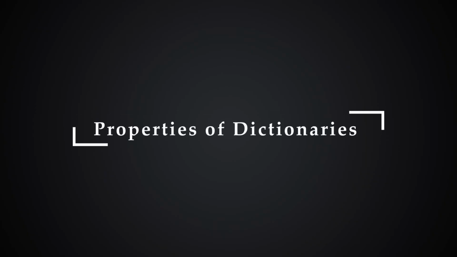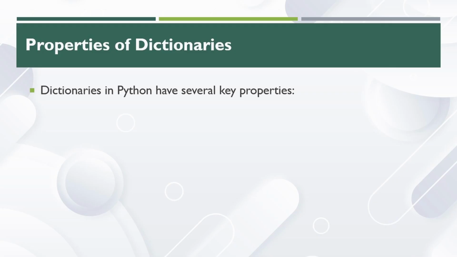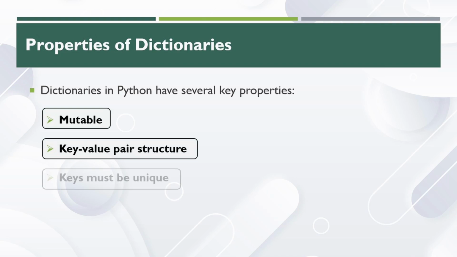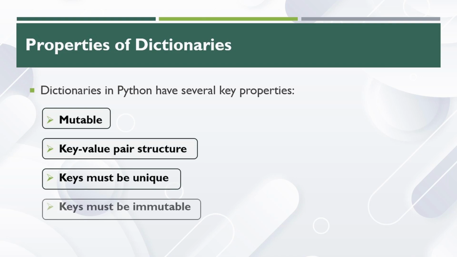Now, what are the properties of dictionaries? Dictionaries in Python have several important properties. First, they are mutable. That means you can change their contents. Second, they store data in key value pairs. Third, keys must be unique. And fourth, keys must be of an immutable data type.